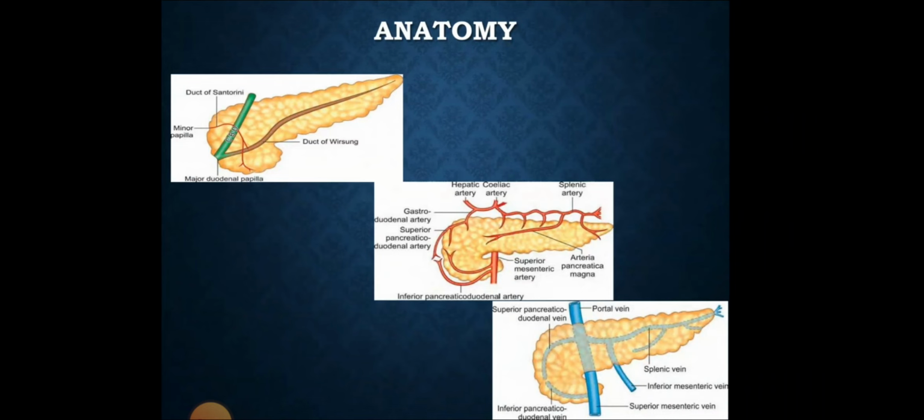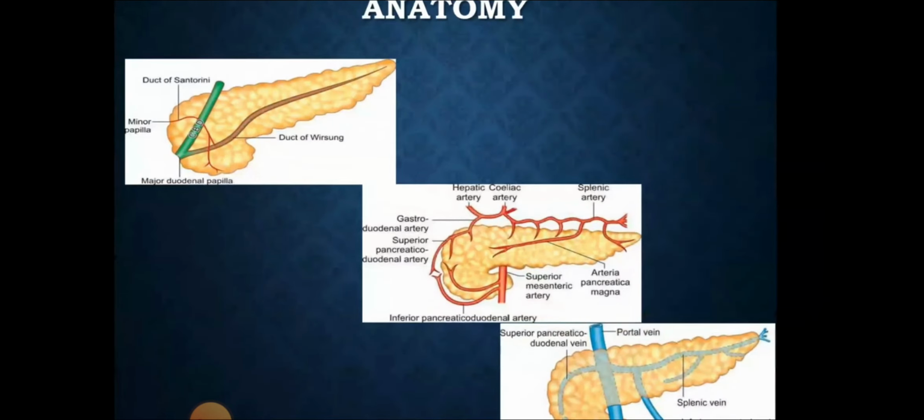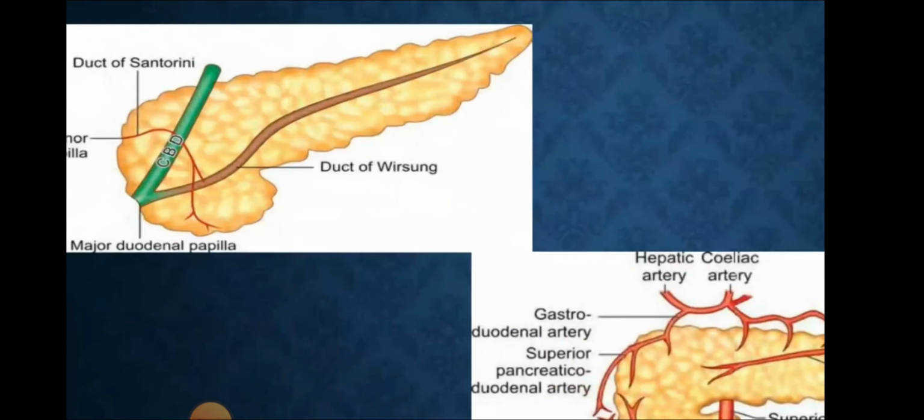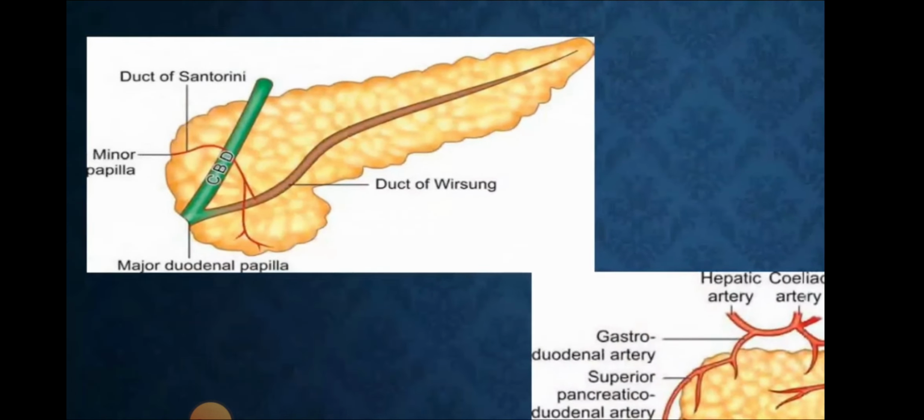Another important thing about the pancreas is the ducts. There are two ducts. One is the main duct of the pancreas, which is called the duct of Wirsung, and another is an accessory pancreatic duct called the duct of Santorini. The main duct of Wirsung begins in the tail of the pancreas and runs on the posterior surface of the body and head of the pancreas. The accessory pancreatic duct, the duct of Santorini, begins in the lower part of the head and opens into the duodenum at the minor duodenal papilla.